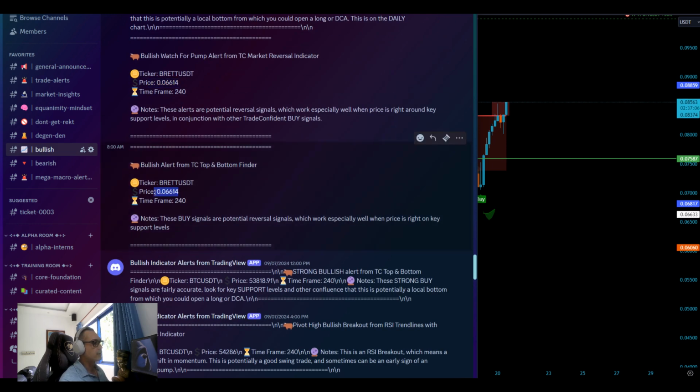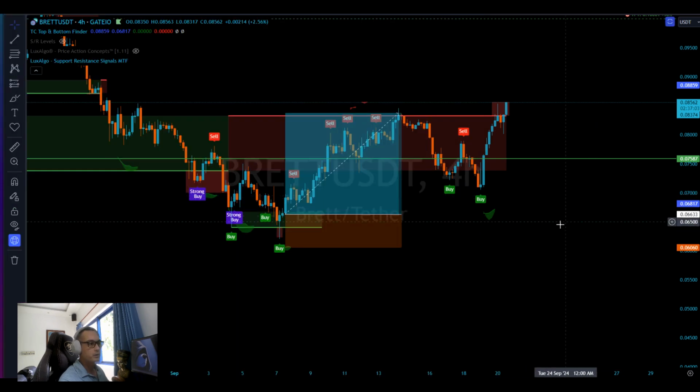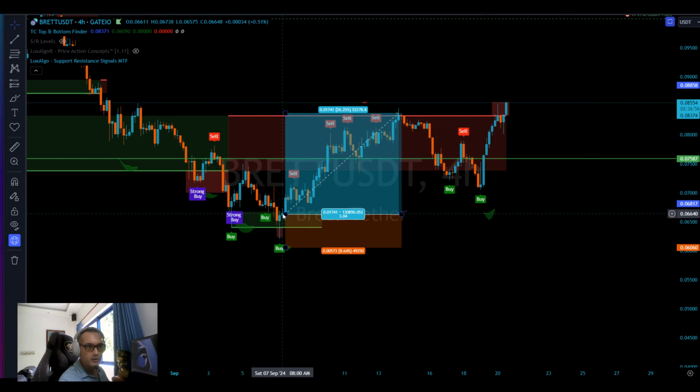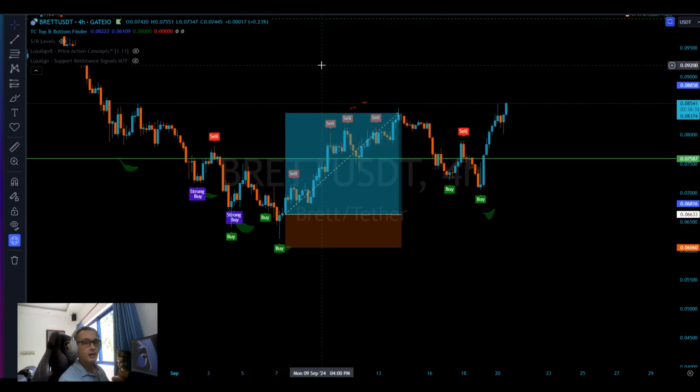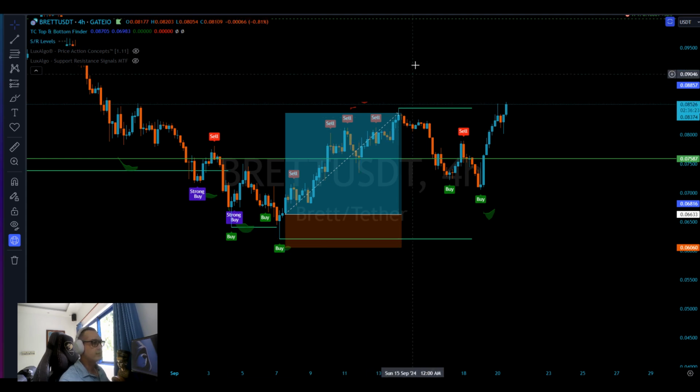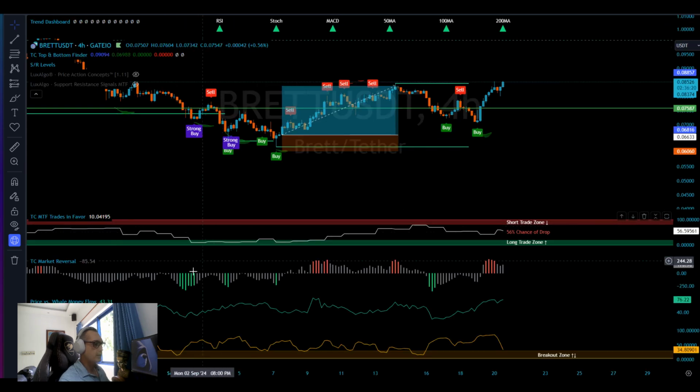So the alert came in around 0.6614, which is basically here, somewhere in here, right? Basically that. This is where you could have entered. Now you would obviously need to be looking for key support. I'm going to show you the exact indicators that gave these alerts. We've got TC top and bottom finder, we have support resistance levels, and then there are others below.